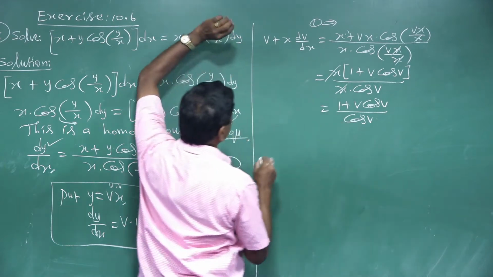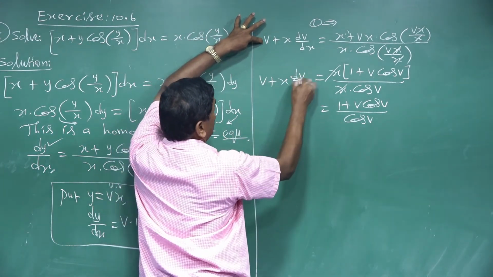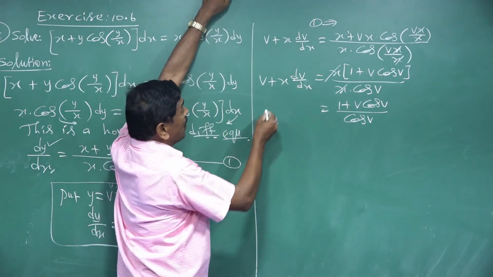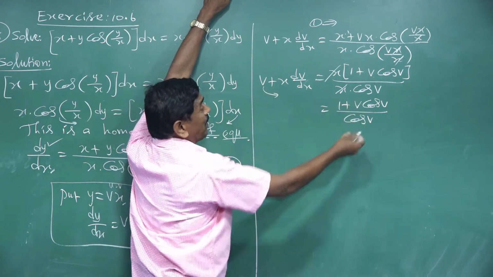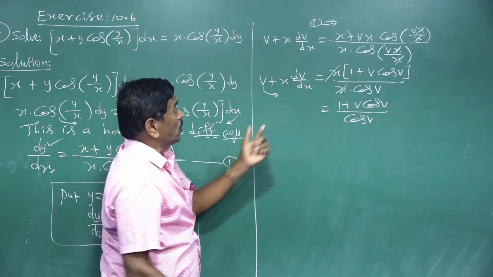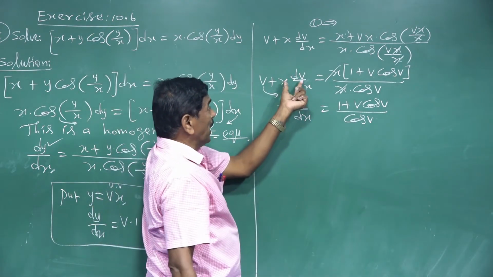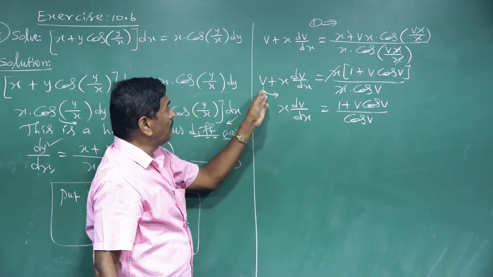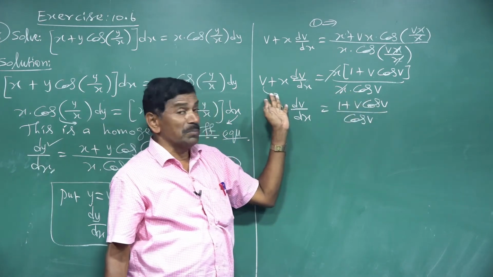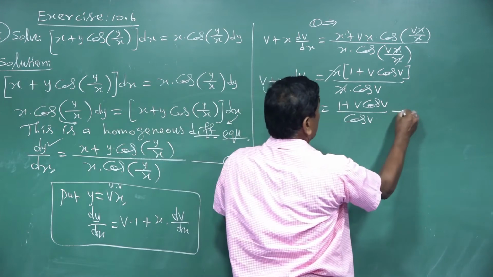Now write the LHS as it is: v plus x into dv by dx. For our convenience, the plus v goes to the right and becomes minus v. So keep x into dv by dx as it is, and the plus v goes to the right as minus v. Not only in this sum but in all such sums, the same method applies: plus v goes to the right as minus v.